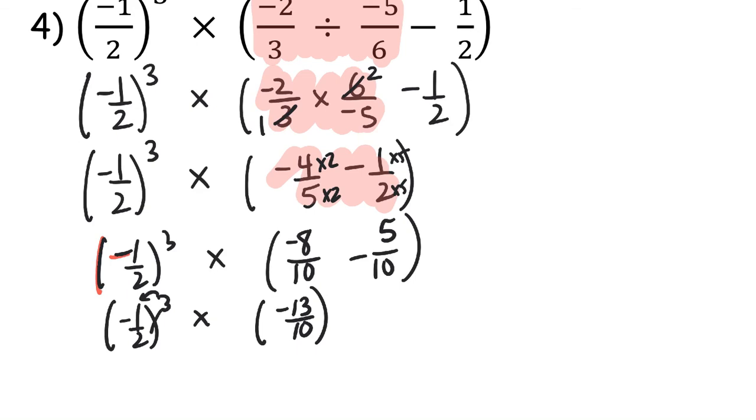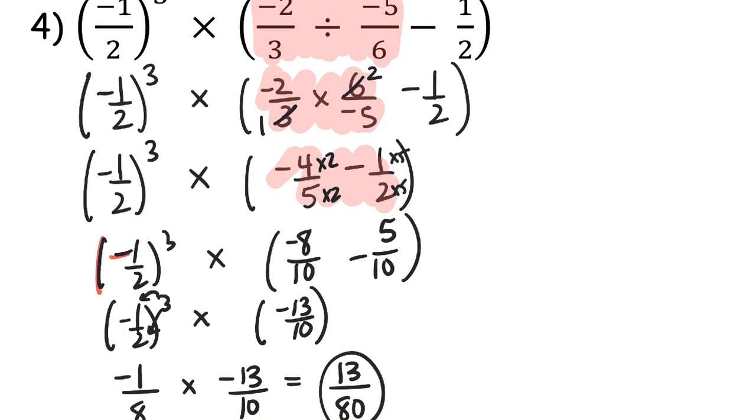Now I'm going to cube. Remember our exponent rule, we give it to each thing. So -1 to the power of 3, -1 times -1 times -1 is -1. 2 times 2 times 2 is 8 times -13/10. Look for opportunities to cross reduce, but there are none. So I'm going to go -1 times -13 is +13/80. Now, the nice thing is that if you look for opportunities to cross reduce and you do that completely, your answer will always be in lowest terms when you multiply. All right, you can go ahead and do the practice questions now.